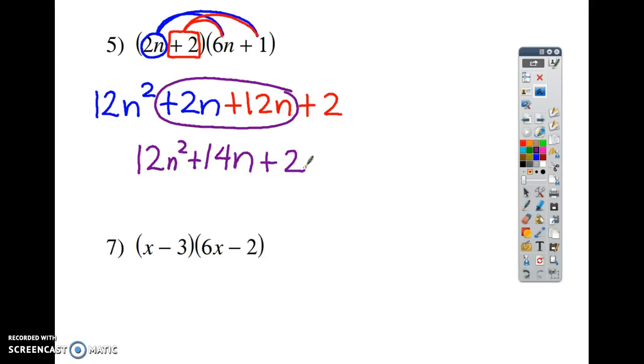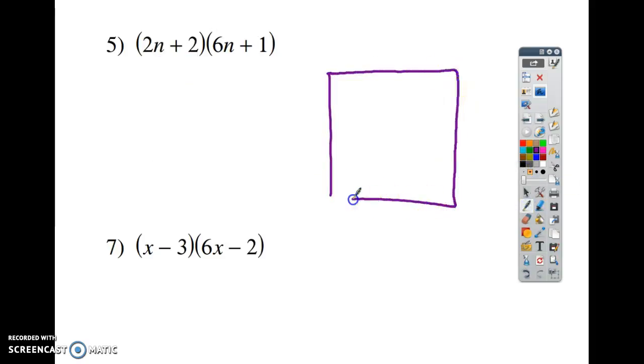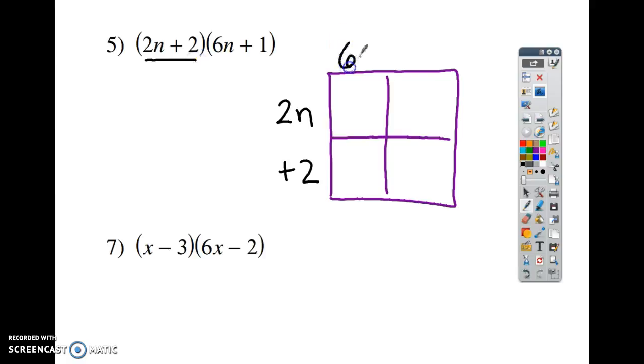If you did the box method for that one, you should have done a 2 by 2 box. And you label the sides. This is 2n plus 2. I got it from the first polynomial. And then the second one is 6n plus 1. I got it from the second polynomial. And you start multiplying just like elementary when you were using multiplication tables.